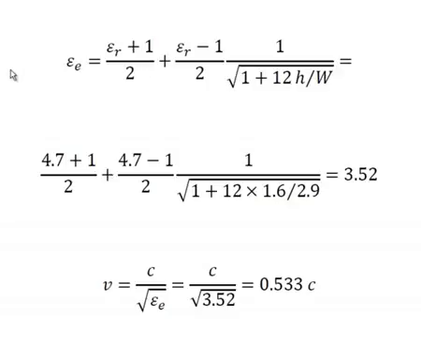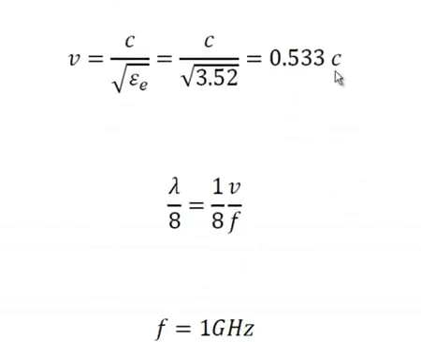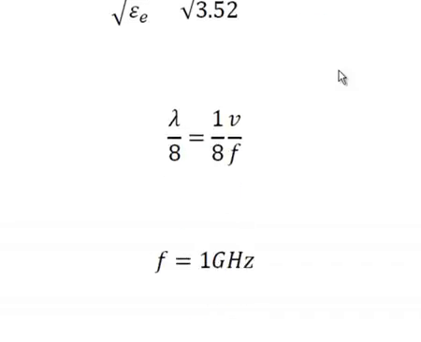So if we calculate it in our case using 4.7 as a dielectric constant and using 1.6 as a height and 2.9 as a width, we get 3.52. This translates in a velocity of propagation along the line equal to 0.533 times the speed of light. So it's almost half the speed of light. And then, of course, we need to calculate 1/8 of the wavelength. This is obviously just 1/8 of V over F.